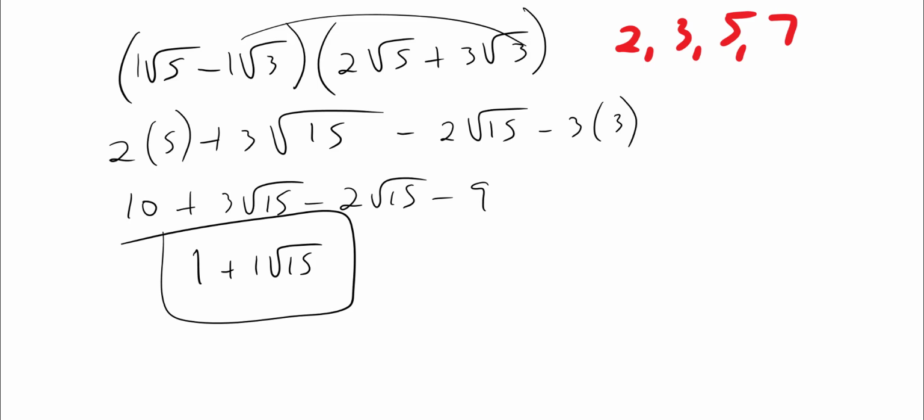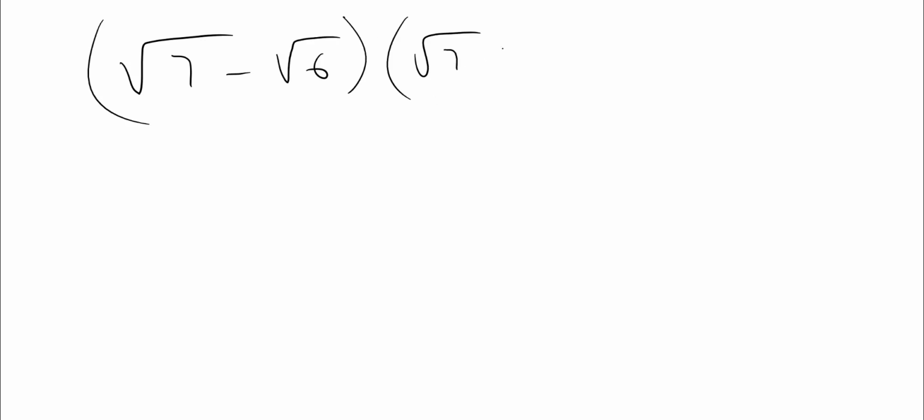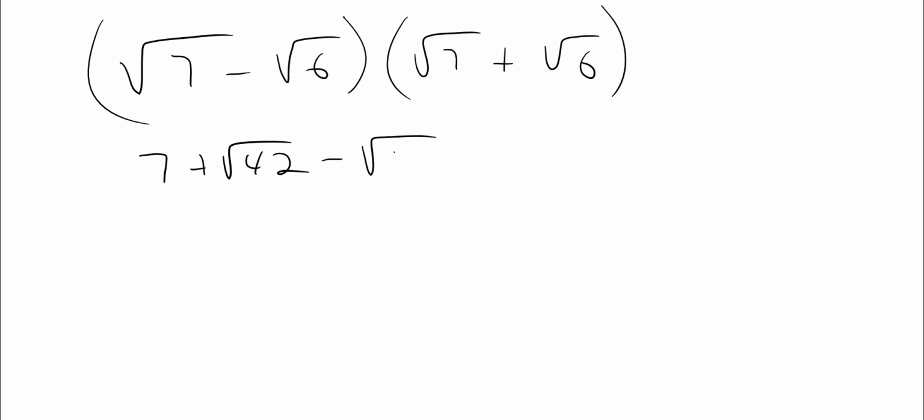Let's keep going here. Let's do another one. How about root 7 minus root 6 times root 7 plus root 6? Okay, let's do FOIL. Root 7 times root 7 is 7. Outer, 7 and 6. You can't combine those together. 7 is just 7, and 6 is 2 and 3. So there's nothing to do. So it's going to be plus root 42. And then inner is minus root 42. And last is root 6 times root 6 is 6, so minus 6.